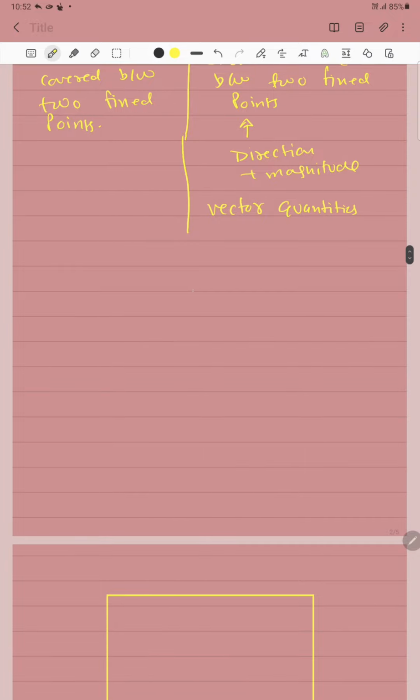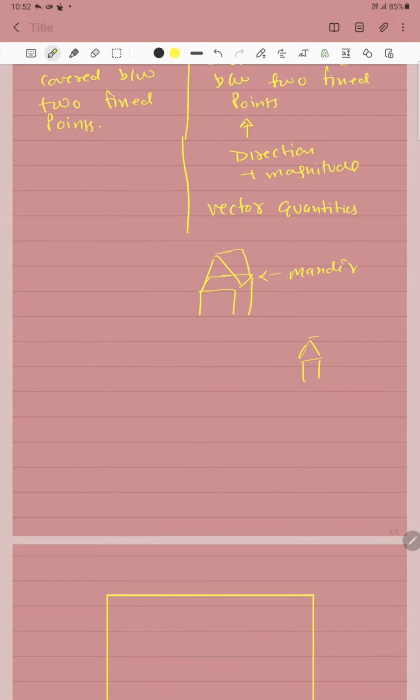Suppose I say I live in sector 16 and my house is near Krishna Mandir. Suppose this is the Mandir and this is my house. If I say, hey, can you come to my house, it is just 15 meters away from Krishna Mandir, right?